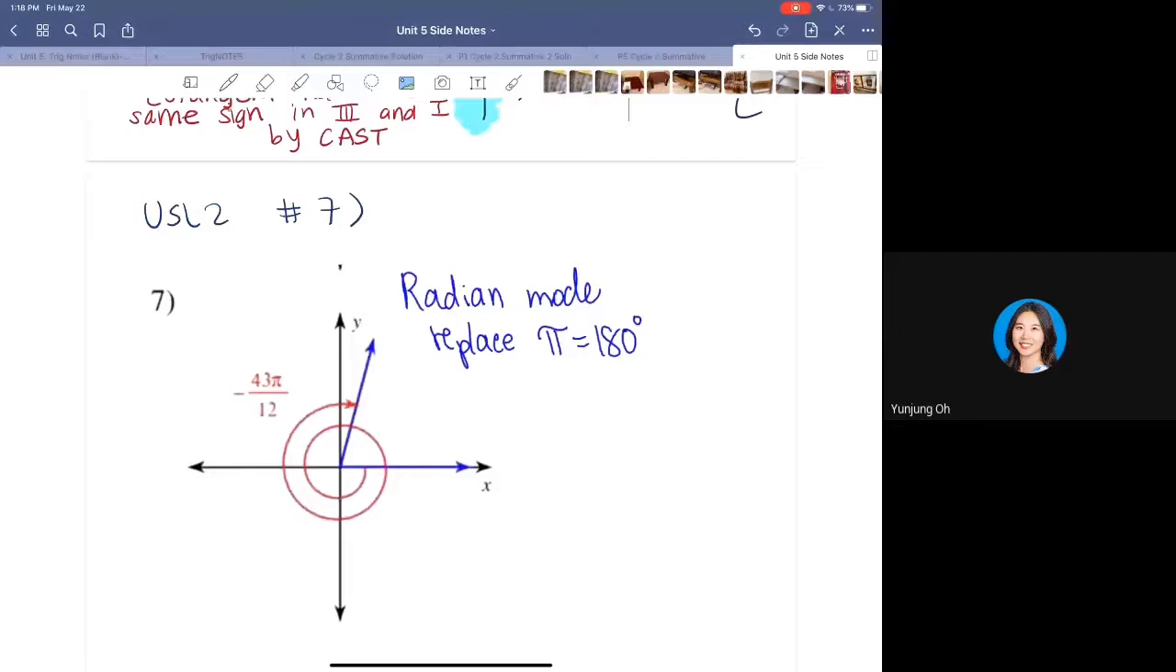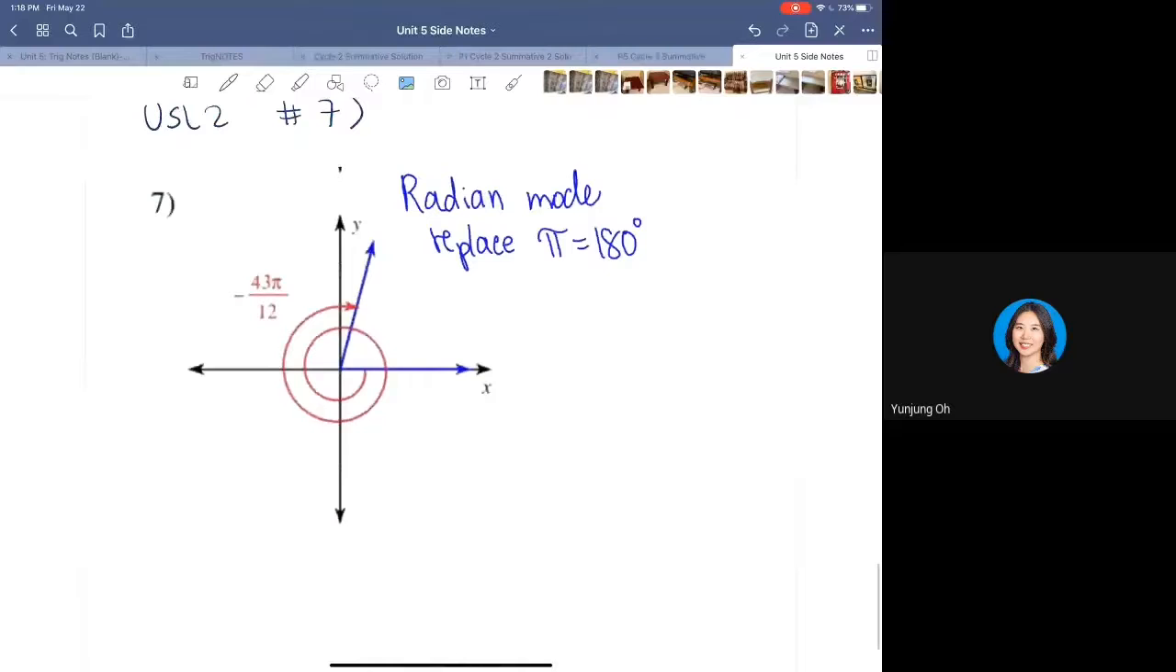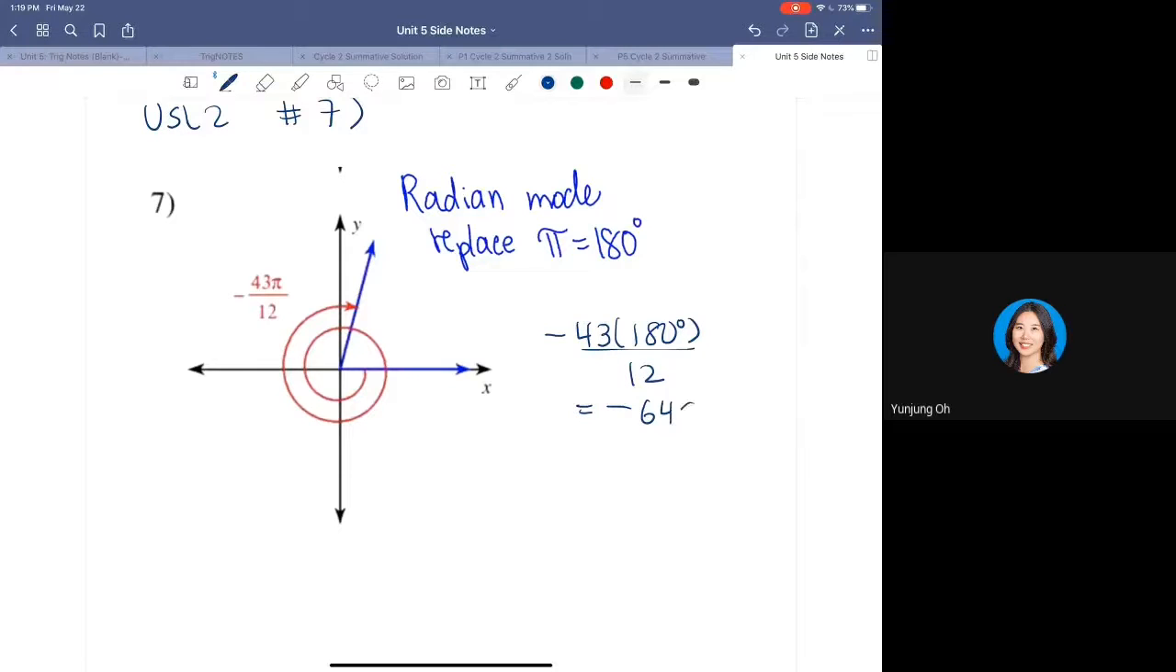Okay, perfect. One thing is they're telling you it in pi mode, and we just have to replace pi with 180. So let's do that first. I'm going to use my calculator to reduce. It's telling me it's negative 645 degrees. Now I have to look back at what the question was asking. It says state a list of coterminal angles, pick out the principal one, name the related acute angle, and predict if sine, cosine, and tangent will be positive or negative.